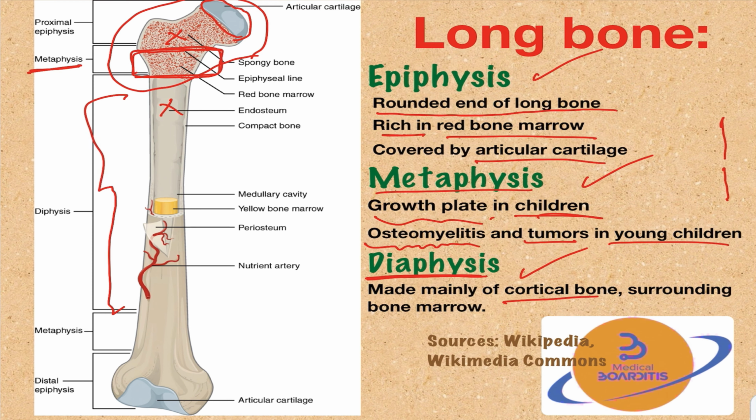This is made mainly of cortical bone surrounding the bone marrow, as we discussed previously.